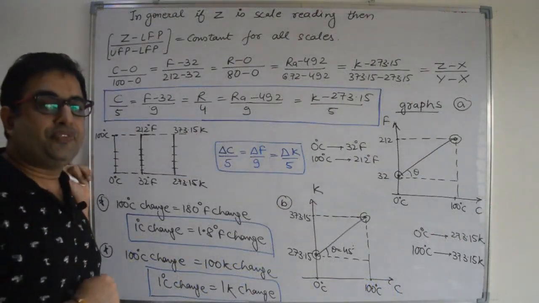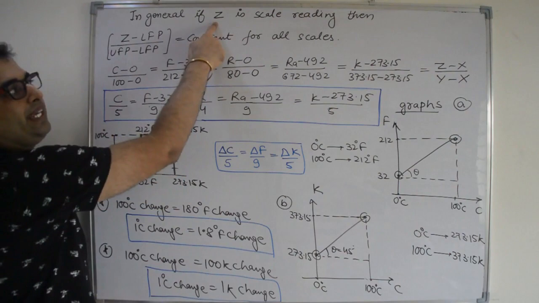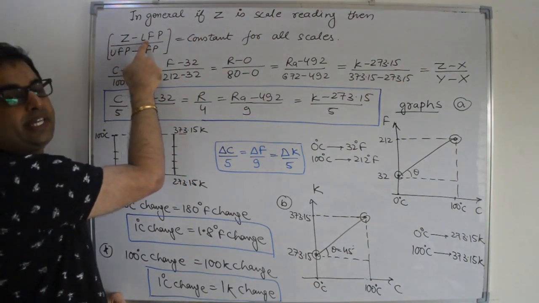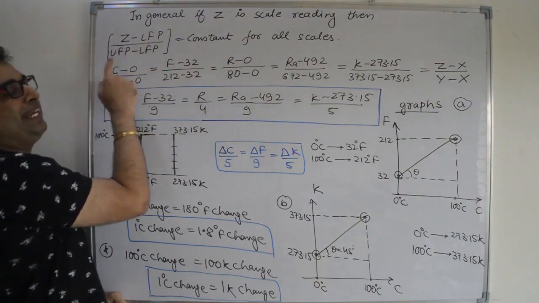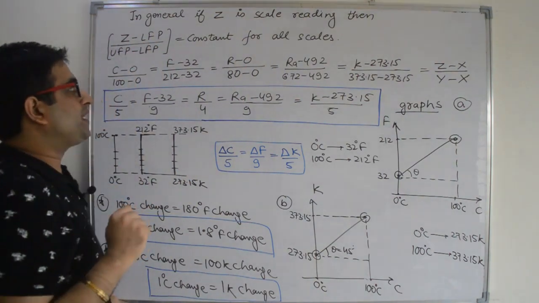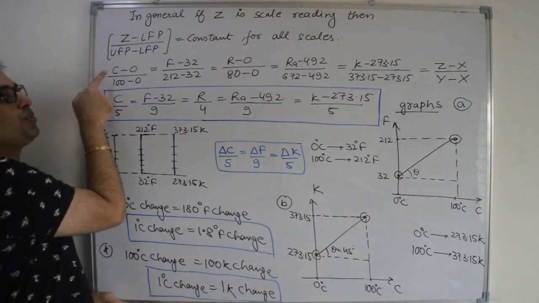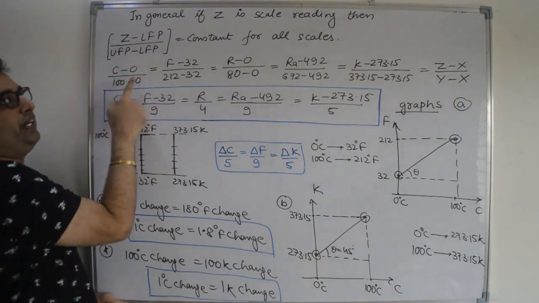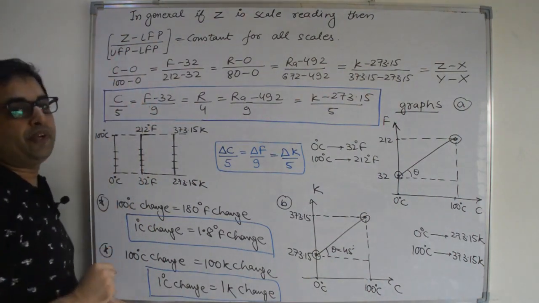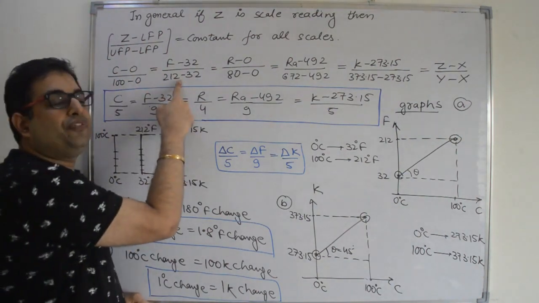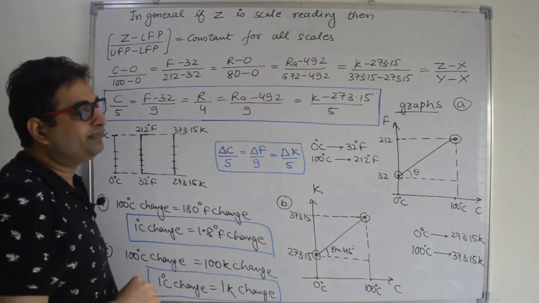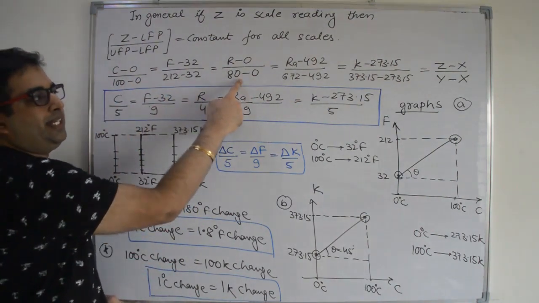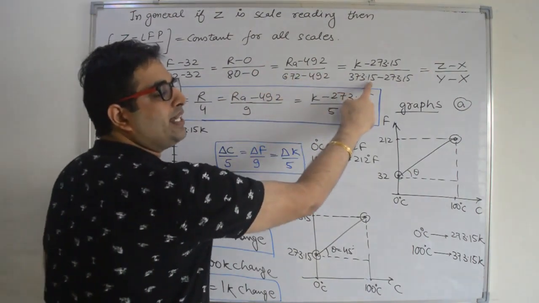Now the general condition for all the scales. If Z is the reading of the scale, then Z minus the lower fixed point of that scale, divided by the upper fixed point minus the lower fixed point. For the Celsius scale, C is the reading, so C minus 0 divided by 100 minus 0. 0 is the lower fixed point and 100 is the upper fixed point. The same thing applies for the Fahrenheit scale and all the remaining scales. Now this is 100, this is 180, this is 80, this is 180, this is again 100.